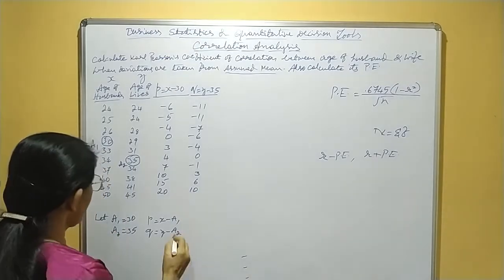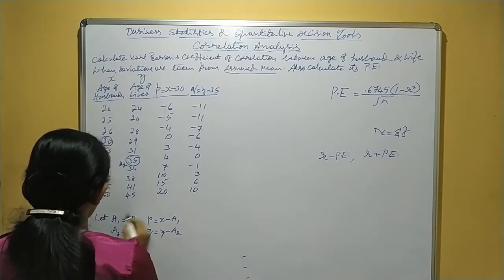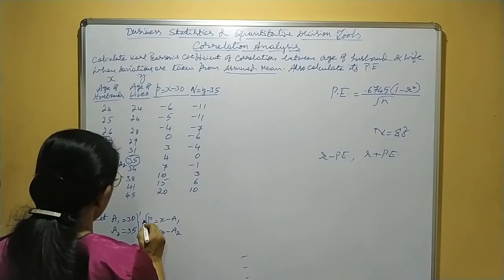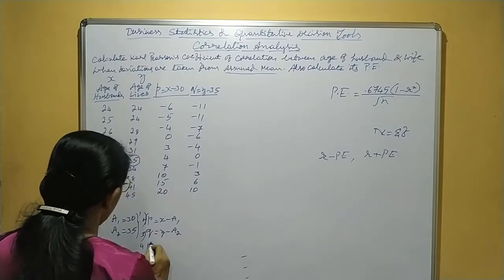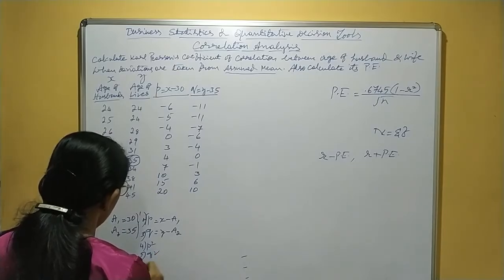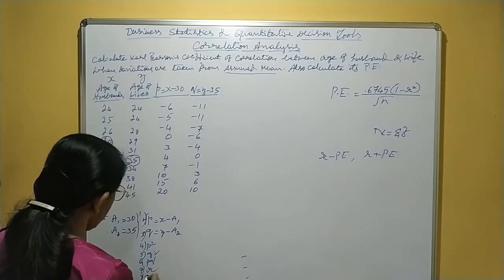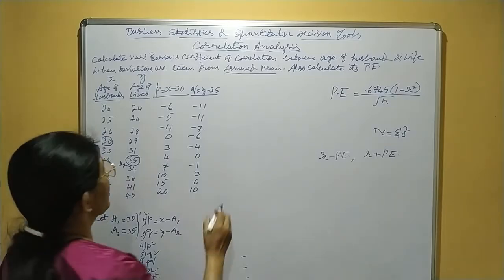Okay. Now the next steps: a1 and a2 are the first step, and next P is the second step, Q is the third step, the fourth one is P square, the fifth one is Q square, the sixth one is PQ, the seventh one we have to find out R, and lastly we have to find out PE. Okay.